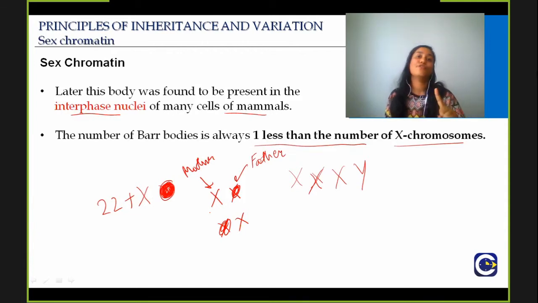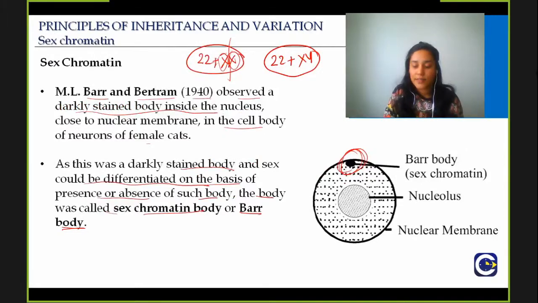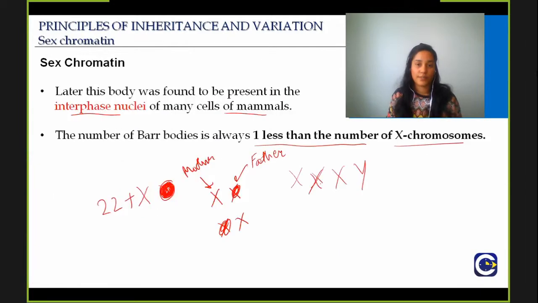Just like in Drosophila, we said that the Y chromosome is inactive. But there it does not form a bar body. Here it forms a bar body that looks like this, and that is why it helps us to determine that, okay, this is a female. It also helps us to determine, okay, this is a female, as we will see in the applications.